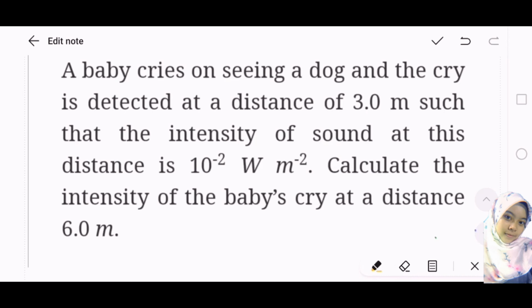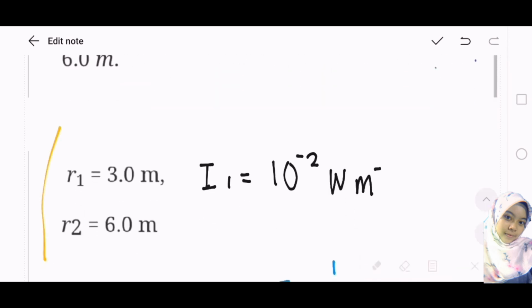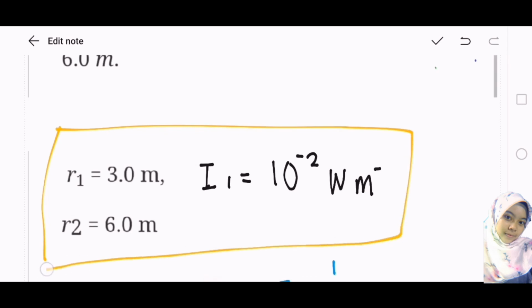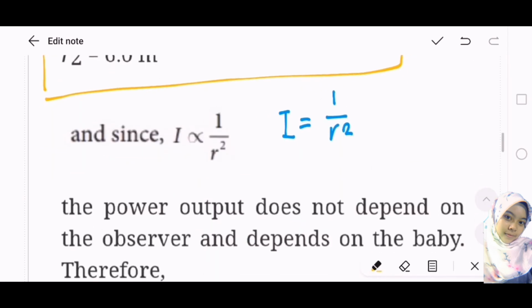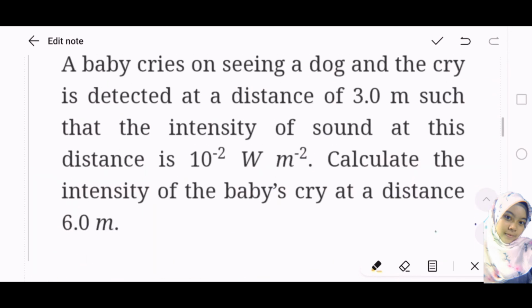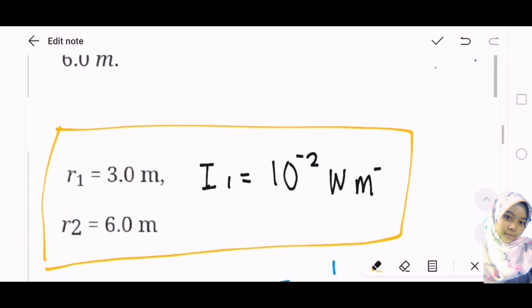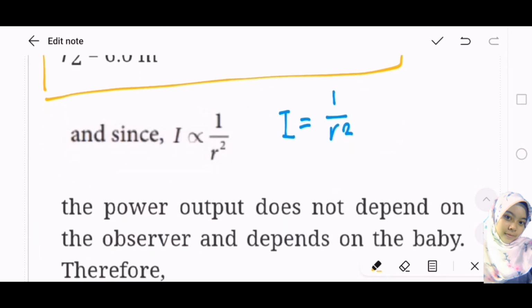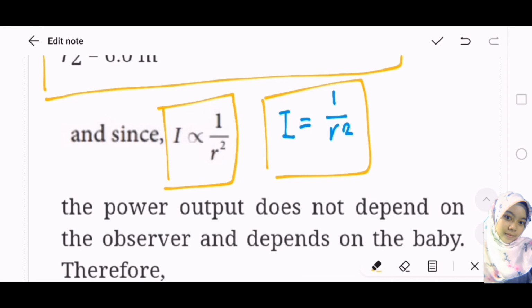This is the second question. From this question, keluarkan maklumat dan kita akan dapat R1, R2 and I1. Kita juga tahu dia datang daripada sumber yang sama, a baby cry. Alright, next. We can solve with this equation: I proportional to 1 over R squared. Datang daripada relation between I and R squared. They are inversely proportional to each other.